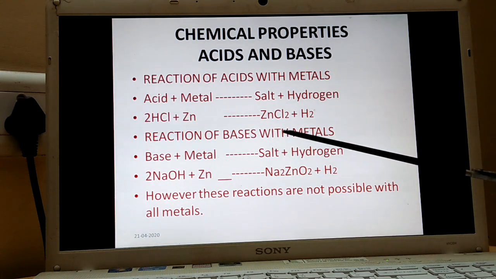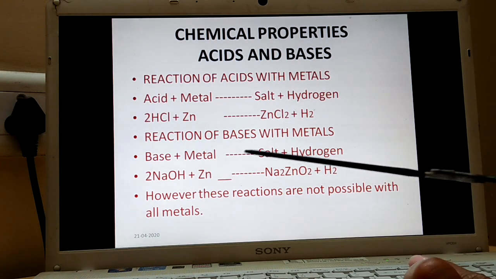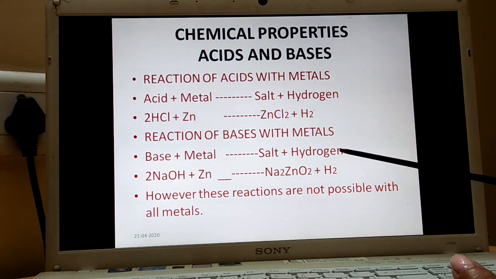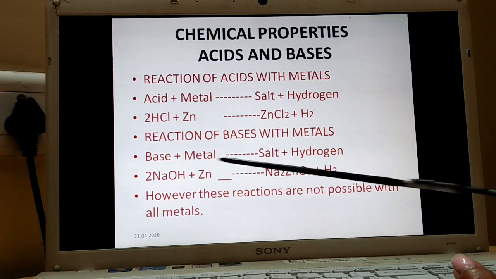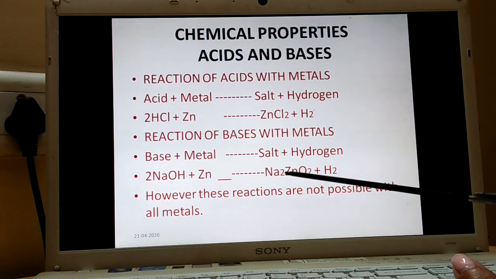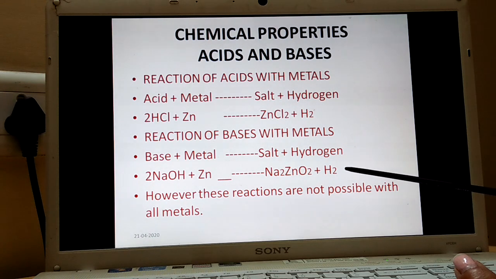Now second is reaction of base with metals. That was about acids releasing hydrogen and making salt. Same is that when bases are made to react with metals, they also form salt and hydrogen. Here I have given the example of the base sodium hydroxide, which is made to react with zinc metal. It will give rise to Na2ZnO2. The name of this compound is sodium zincate. You can write it down in words also. Sodium zincate along with hydrogen gas is formed.